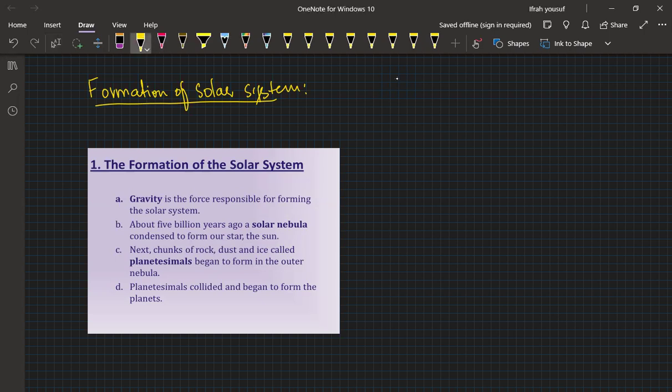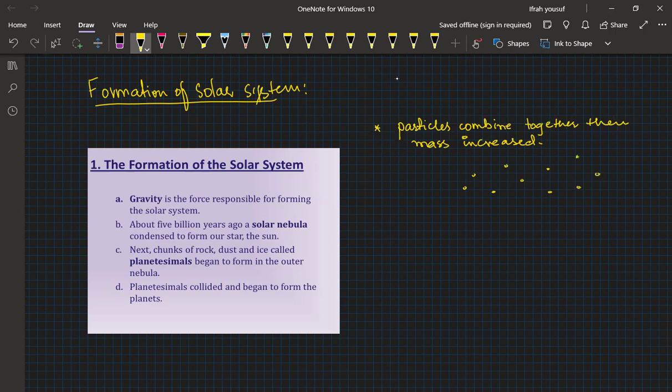As we know, when particles combine together, then mass is increased, right? Mass is increased. So I would say that there were some few particles, right?